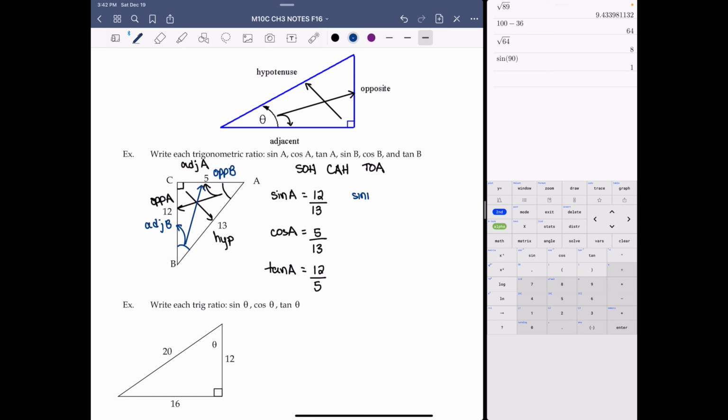Then do our trig functions. First one, sine of B. Sine is opposite over hypotenuse. The opposite from angle B is 5, and the hypotenuse is still 13. So 5 over 13. Cos of angle B. Cos is adjacent over hypotenuse. Adjacent from angle B is 12. Hypotenuse is still 13. So 12 over 13.